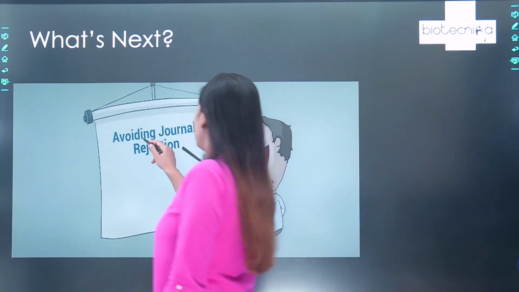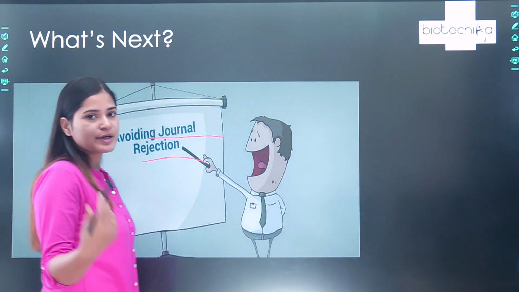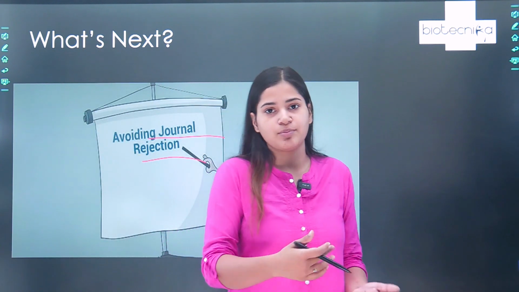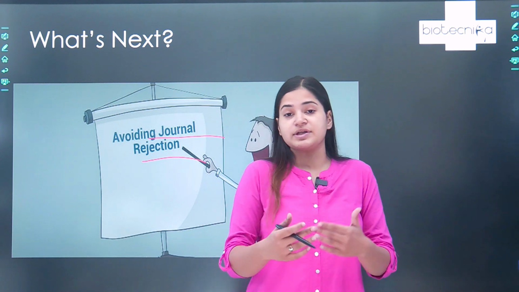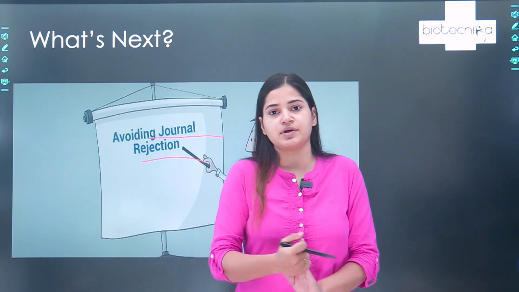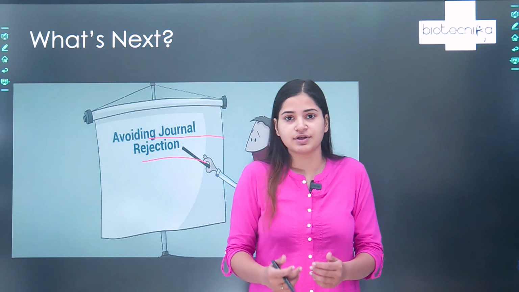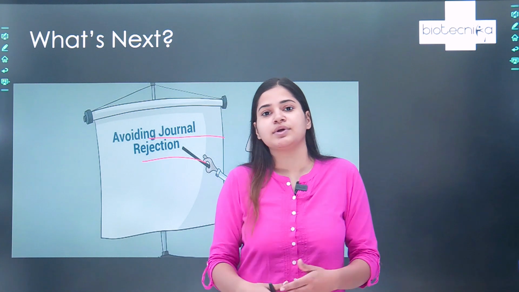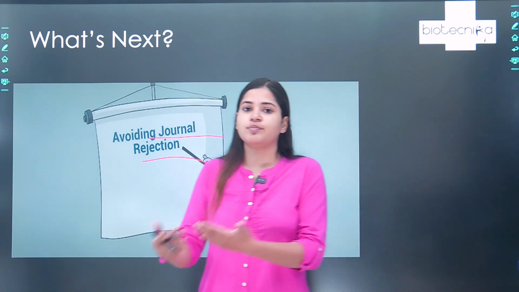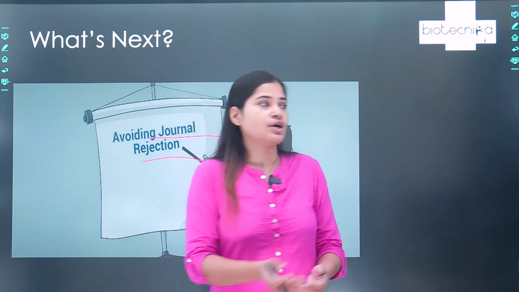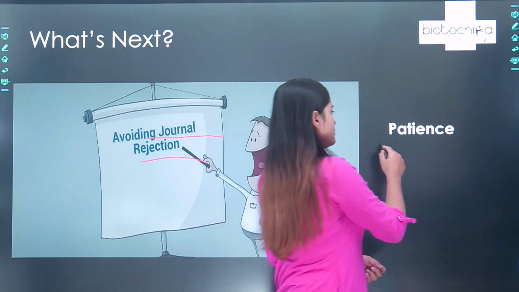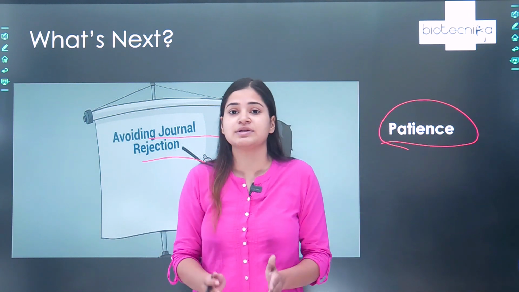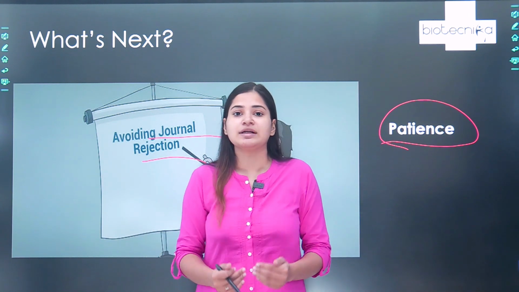So, avoiding journal rejection. There were certain points that I talked about. Avoiding journal rejection seemed very easy from the points, but it requires a lot of hard work. It requires a lot of effort to make yourself a better version, so that you can step forward and get your paper accepted. In that situation, you should be patient. You should hold patience, because holding patience is very important, especially when you are dealing with a failure.